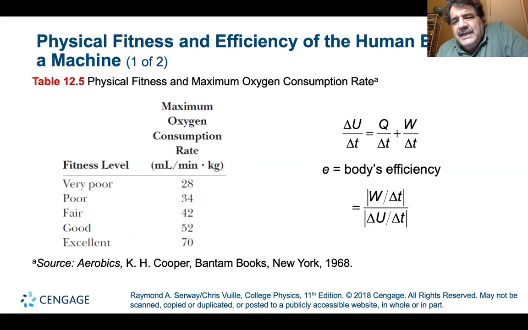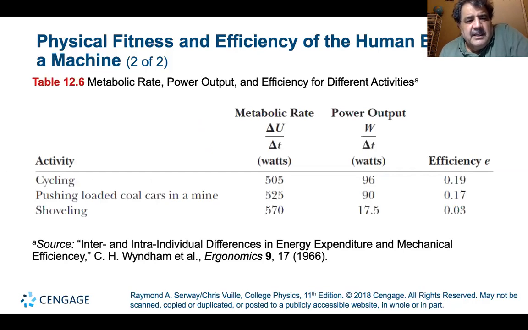The body's efficiency is W, the work over delta T, divided by the change in internal energy divided by delta T. And here's some metabolic rate for different activities: cycling, pushing loaded coal cars in a mine, shoveling, 505, 525, and 570 increasing. And you can see the watts, work divided by time, is increasing, and the efficiency is decreasing.